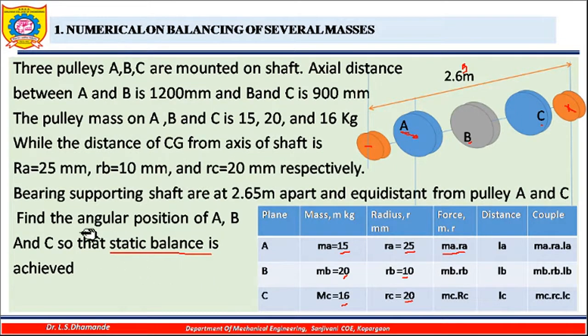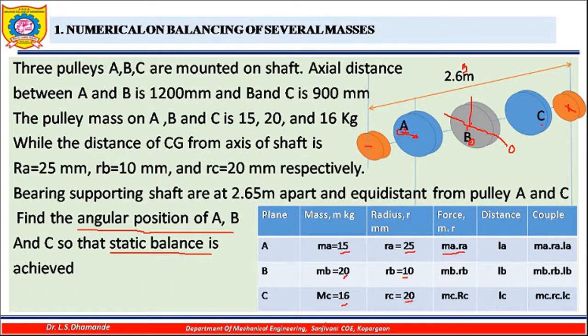So that is the first thing you have to find out: the angular positions of A, B and C, meaning where each mass is to be attached from its center point. If I consider this reference line as my 0 degree angle, this is 90 degrees, this is 180, below that 270, and so on. Where exactly each mass sits is what you have to find from the static balance.